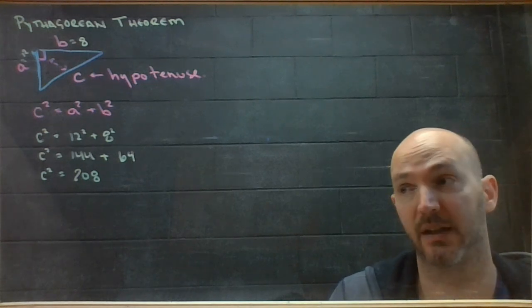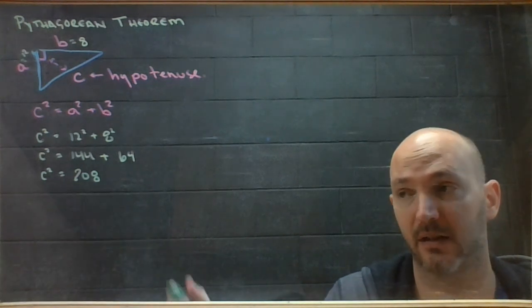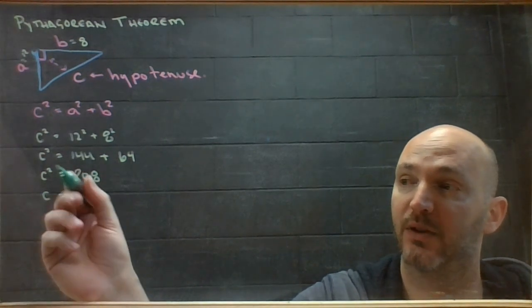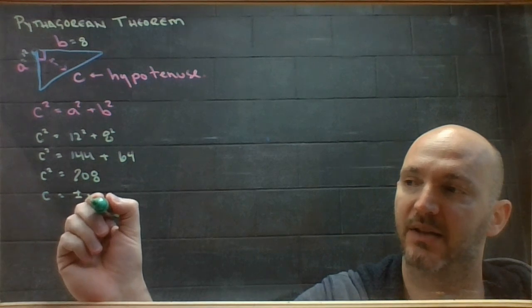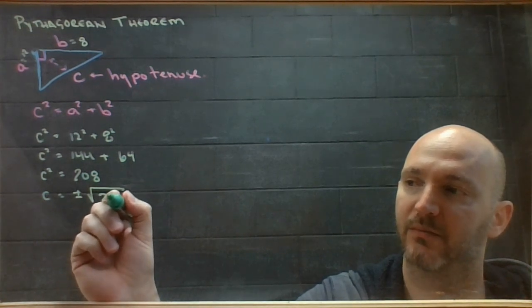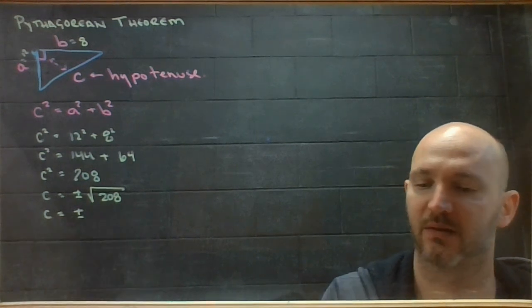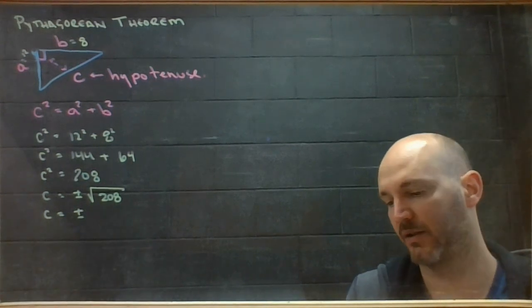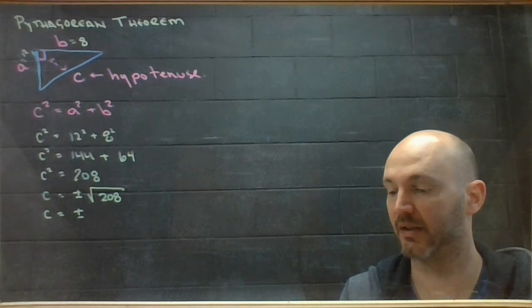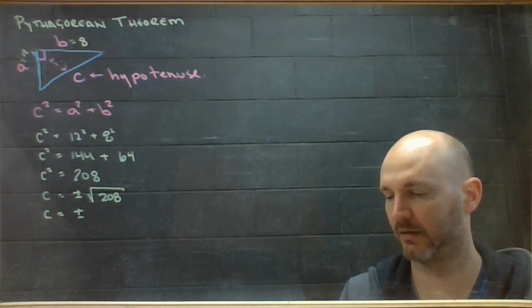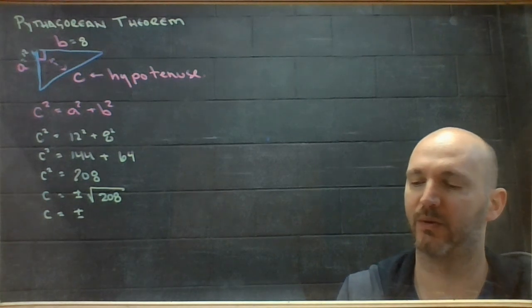So to finish then, I just need to break the square on this. So C would be, technically when you break a square, you need to use plus or minus square root. 208 doesn't go cleanly, so I'm going to need my calculator here. 14.422.